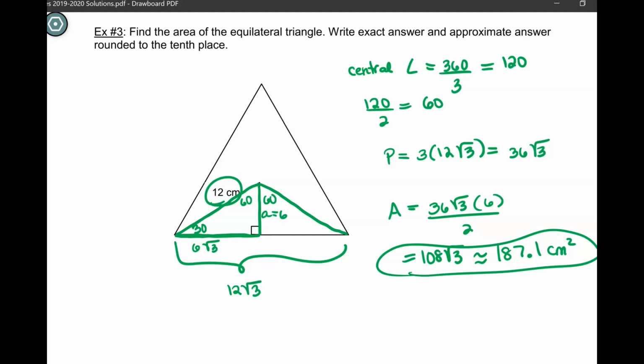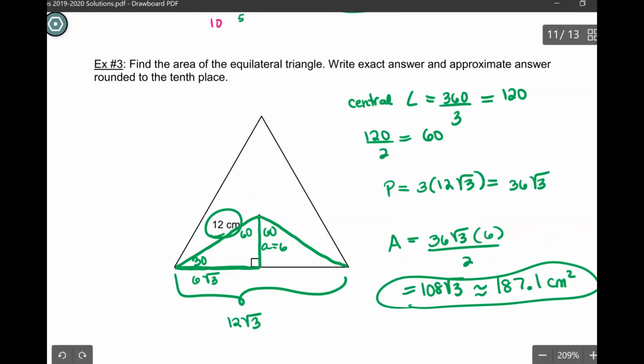Now, that's not the only way to find it. If you also recognize that if I were to connect from here to here, all of these have to be congruent. This would be 12. So I could just look at the total height. That would be 6 plus 12, which would be 18. And I could do my traditional base times height divided by 2. We'll get the same answer.